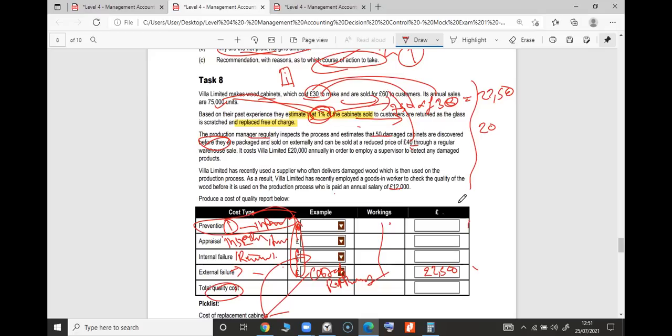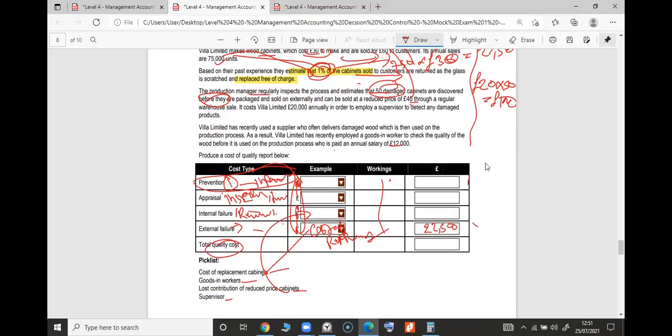Okay, we need to do some calculation here. How many damaged? 50. And if you're losing 20 contribution each, times by the 50, that is 50,000 pounds. Well done. That should be in here. We started from the bottom. That's how you do it. You don't need to do the first one, then the second one. It's nothing like that. No hard and fast rule like that. Whatever comes in your path, solve it and move ahead.